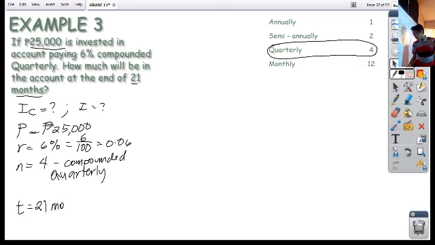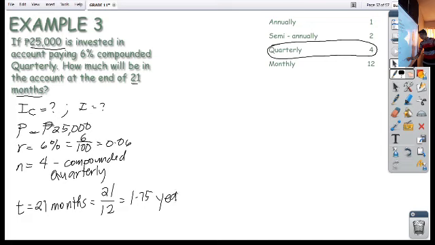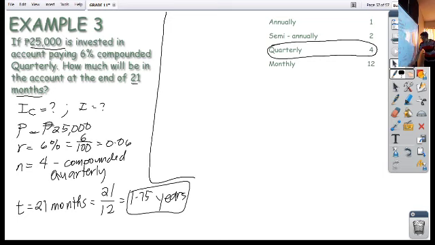Since sabi ko lagi na sa compound and simple interest, ang binibigay na unit ng time is years. So, let us divide 21 by 12. I-divide mo yan, 21 divided by 12. So, that is 1.75 years. Ito yung ating time. Okay? So, now, let us solve the problem.